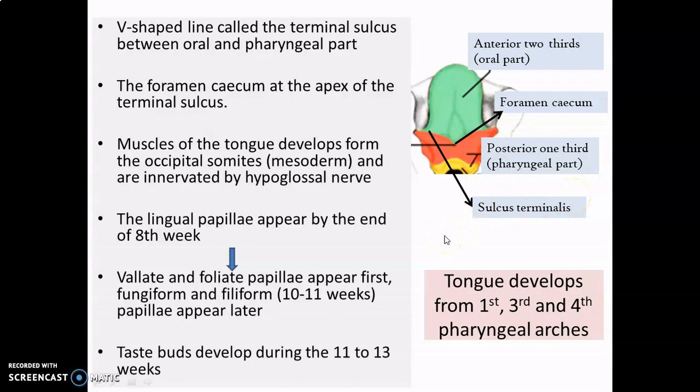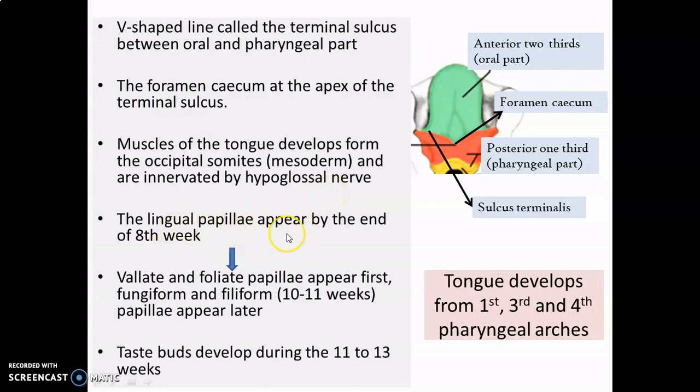And all of you know the tongue is a muscular organ. There are various extrinsic and intrinsic muscles of the tongue. These muscles derive from occipital somites, which are again derivatives of the germ layer mesoderm, and they are innervated by the hypoglossal nerve or 12th cranial nerve.